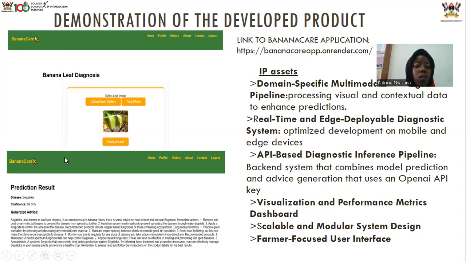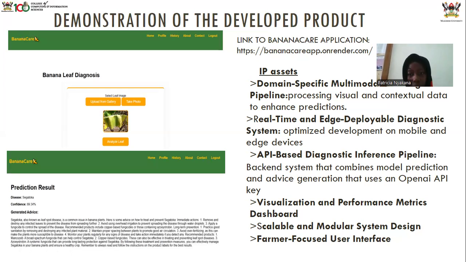And we can see that this leaf was predicted to have Sigatoka with a confidence of 89.34%, which is relatively good for the model. And then based on that prediction result, the OpenAI API we use generates advice based on that prediction. So it gives advice like maybe they can tell you to monitor your plants, or maintain proper spacing, or remove infected plants that could affect other plants. Yes, so that's how the application works.